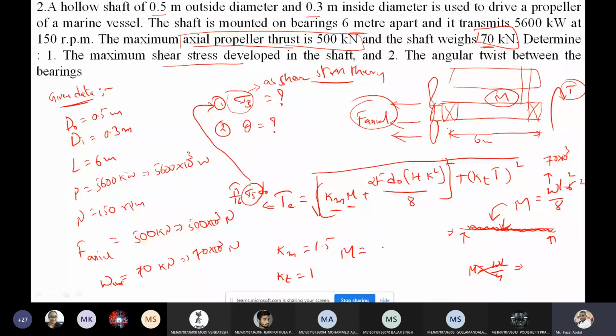W value is 70 into 10 to the power of 3, L is 6, square by 8. What is the M value? Tell me the M value in terms of Newton meter. Why Newton meter? The load is given in newtons and we are calculating the length in terms of meters, so Newton meter. Make it fast, Babu. Everything is written on the screen. Just substitute the values in the calculator and get the answer.